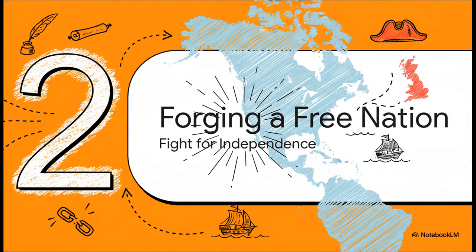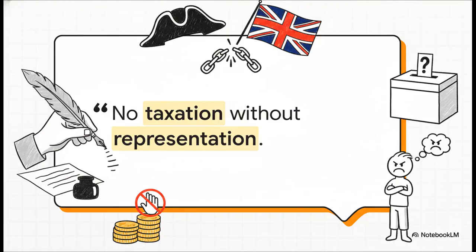Okay, next chapter, forging a free nation. You know, living thousands of miles away from their rulers in Great Britain, the colonists started to develop their own unique identity. And, well, with that new identity came this really powerful desire to be in charge of their own destiny. The whole conflict can really be boiled down to this one very famous phrase.